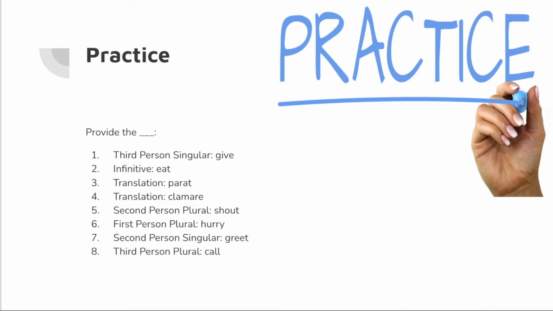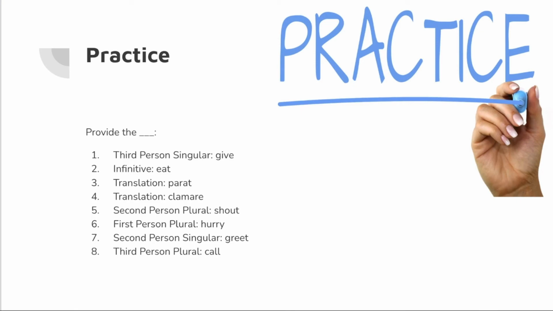So how about number 6? The first person plural of hurry. Hurry is the same thing as festino, and we know that. But how do we make festino the first person plural? Well, if you look at the chart, the first person plural ends with mus. So how do we make festino end with mus? Again, you have to follow the rule, change the O to an A, and add mus. So it would be festinamus for number 6.